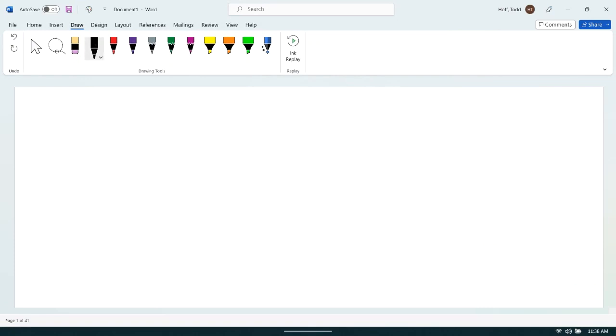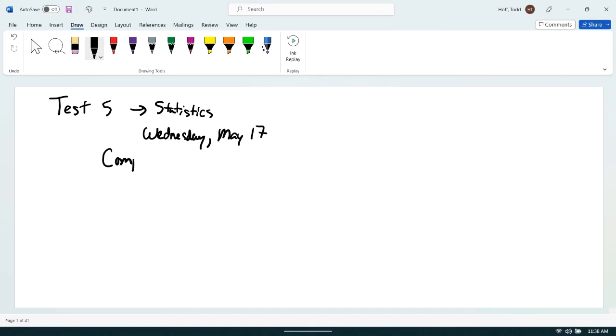So just that reminder that test 5, our last unit test, is just the statistics unit. It is not cumulative. That will be on Wednesday, May 17th. And I will need to have that completed and submitted to me by 12:30 on Thursday, May 18th.